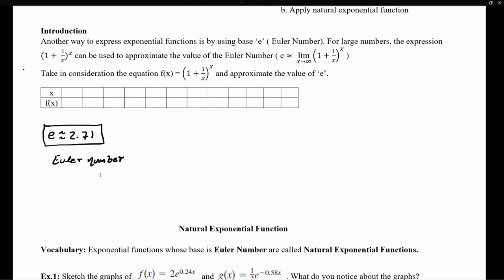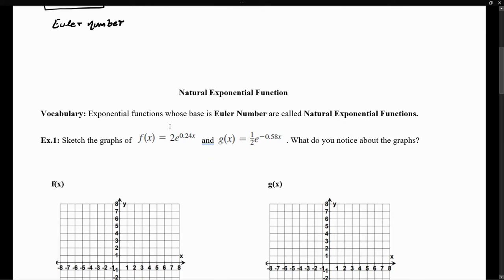And now that we have introduced the idea of the so-called Euler number, what exactly is a natural exponential function? Well, a natural exponential function is an exponential function where, notice, the base is not a number. The base is the Euler number. And that's what we're going to refer to as the natural exponential function.